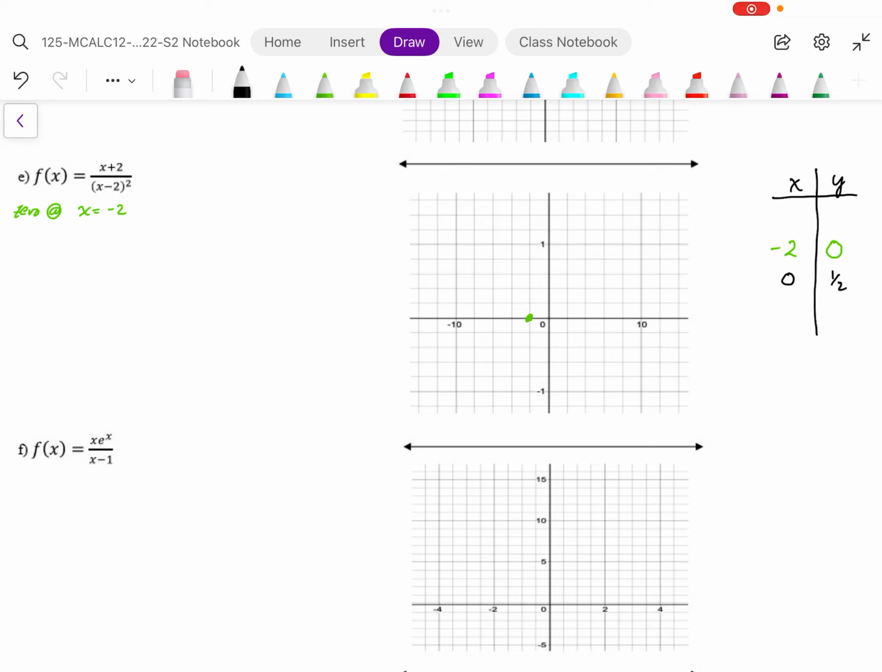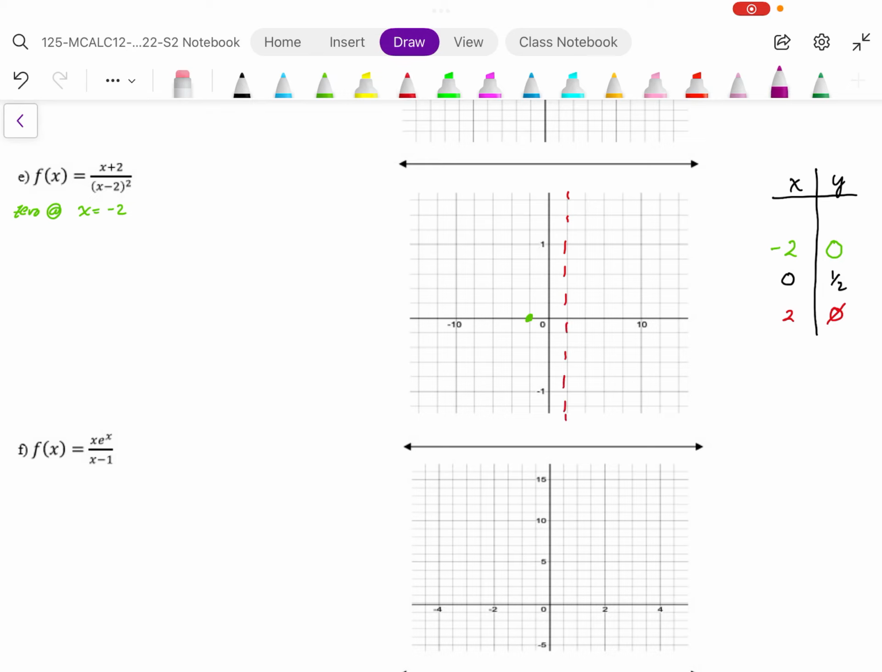And then I also have a vertical asymptote at x equals 2. So at x equals 2, I have an undefined value. So at 2, I'm going to draw in my asymptote here.